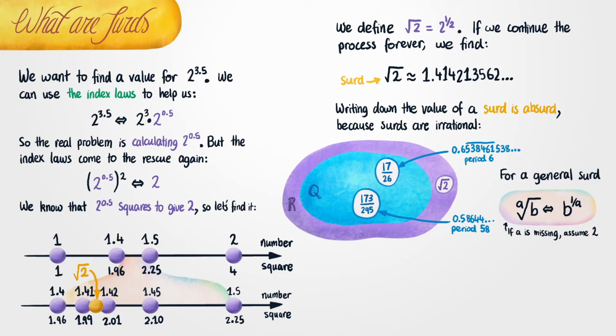For a general surd, we write the a-th root of b, which is the same thing as b to the power of 1 on a. If ever you see this a left off, which you will many times, you assume that this is the square root, so you assume that a actually equals 2, as it did up here. If, for example, in this expression up here, the 2 was a 3 instead, rather than looking for a number that squares to give you 2, you're looking for a number that cubes to give you 2. So how about I just give you some examples to see this in action?